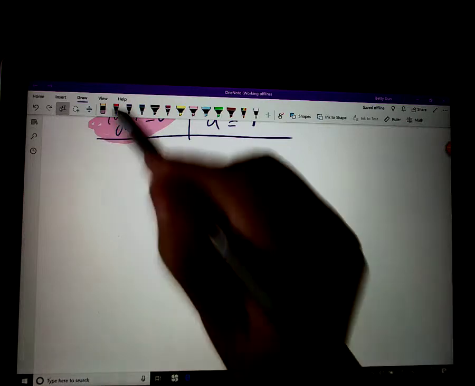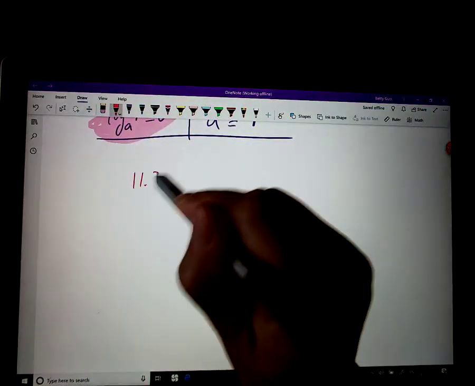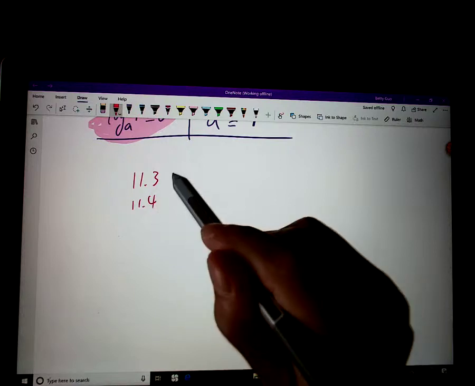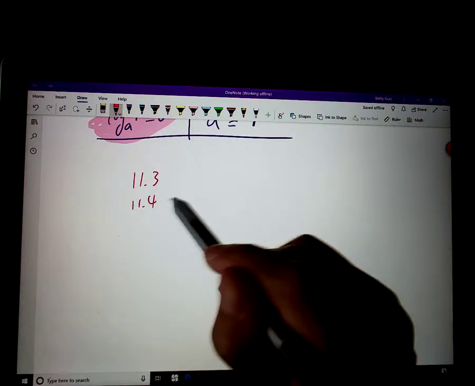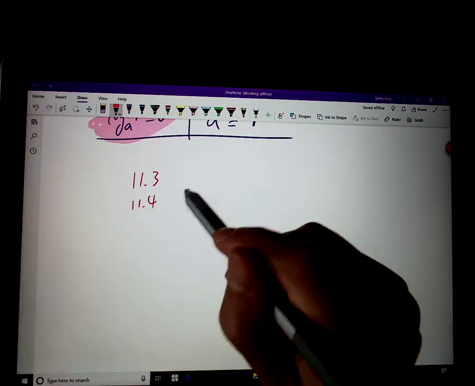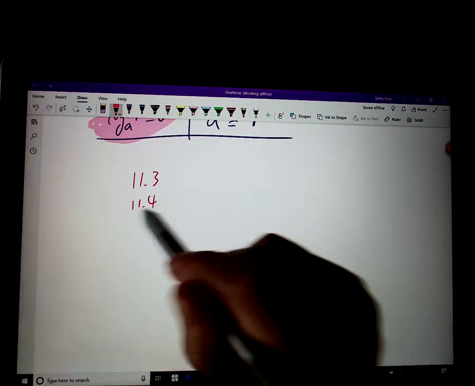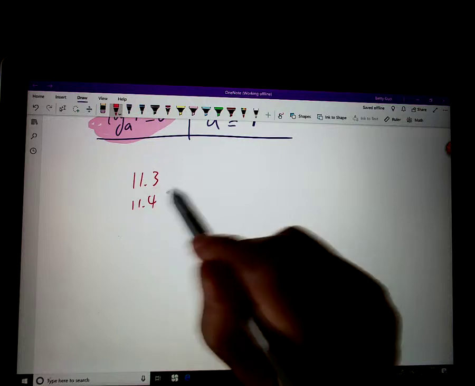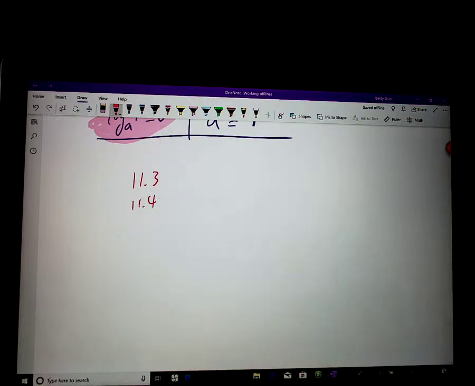We're still on 11.3 and 11.4, exponential functions and logarithmic functions. I think I mentioned we're going to do 2 videos. Actually, we have 3 videos for these 2 sections. So this is part 3 of these 2 sections.